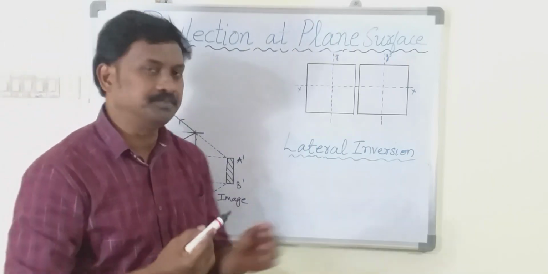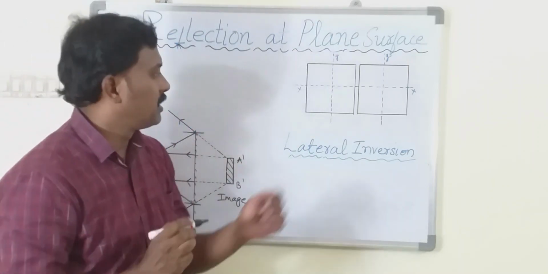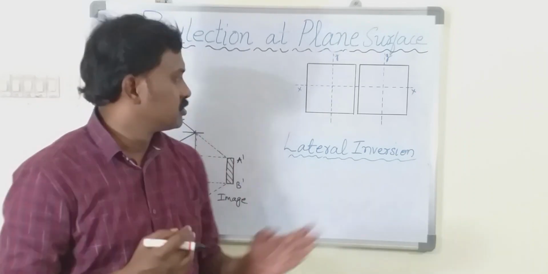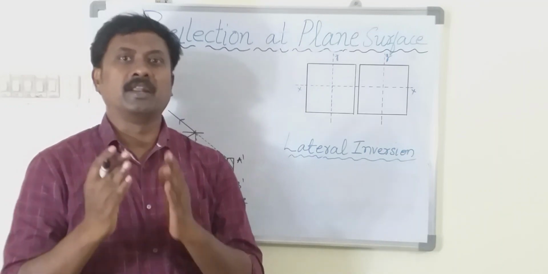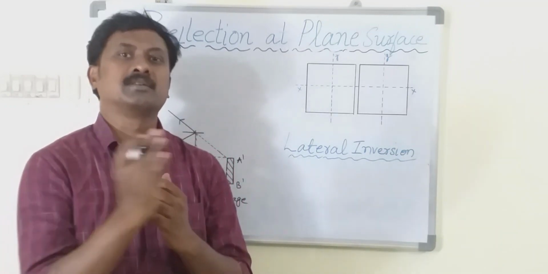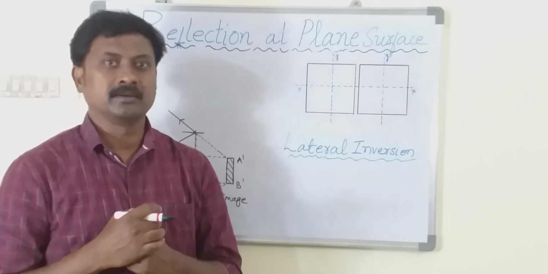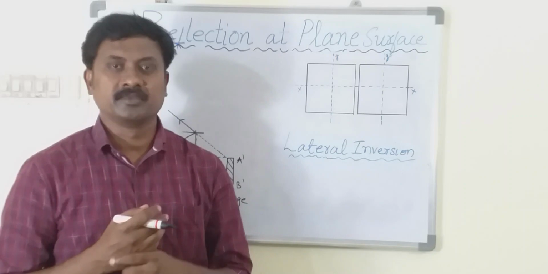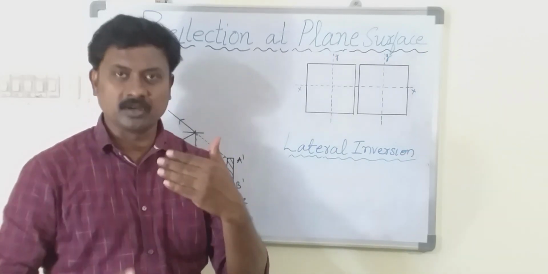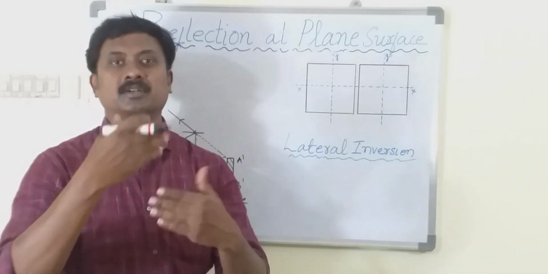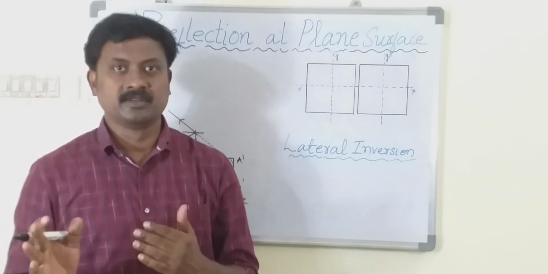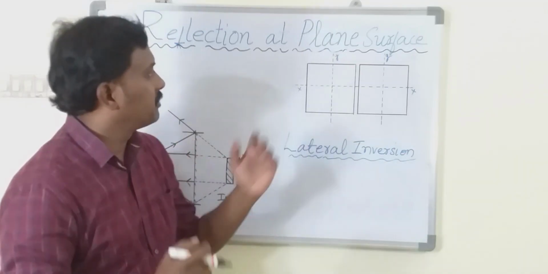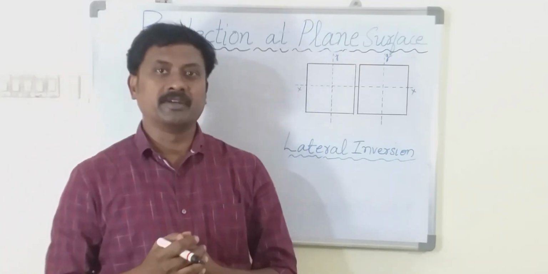Now next, coming to lateral inversion. Lateral inversion is one of the important characteristic properties of the image formed by plane mirrors. So what is lateral inversion is, the left part of the image becomes the right part. That is, there is a difference between inversion and lateral inversion. Inversion means the top part becomes the bottom part and the bottom part becomes the top part. Lateral means sidewards. So lateral inversion means that the left becomes right and the right becomes left. So let me draw a diagram and explain it very clearly.